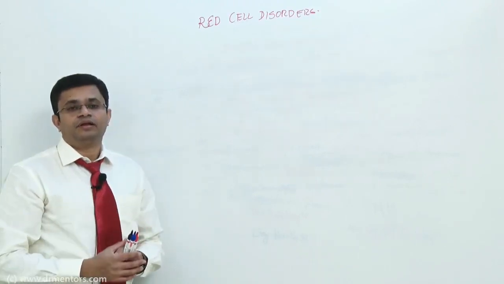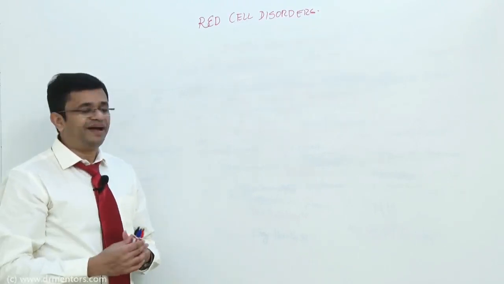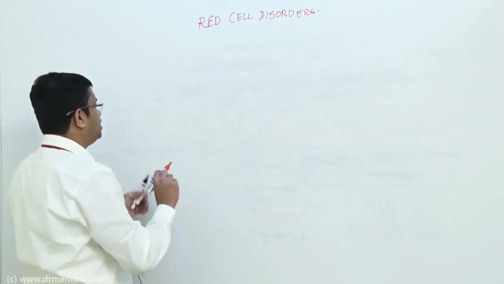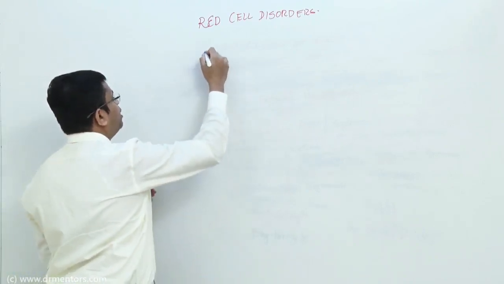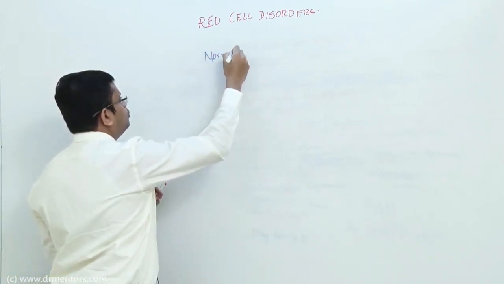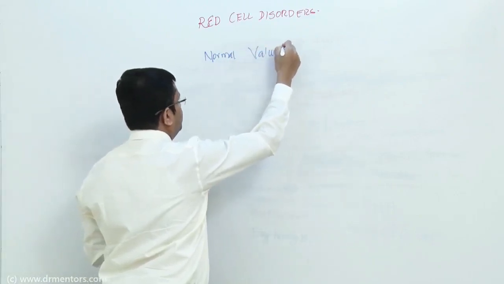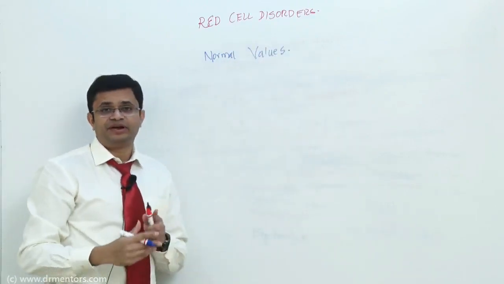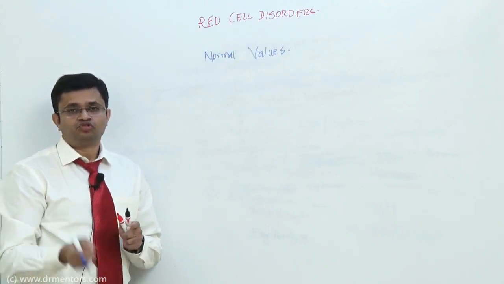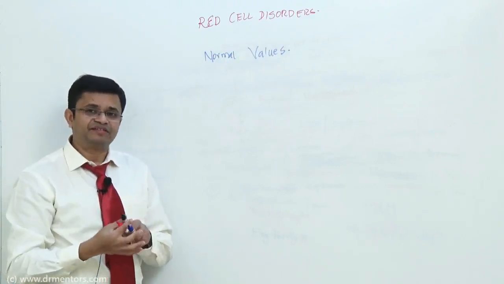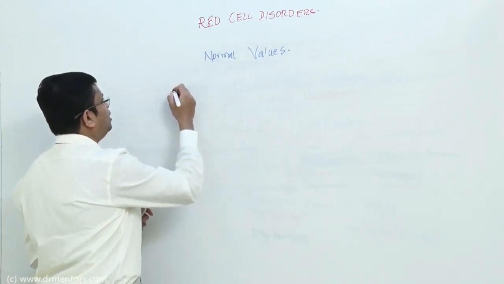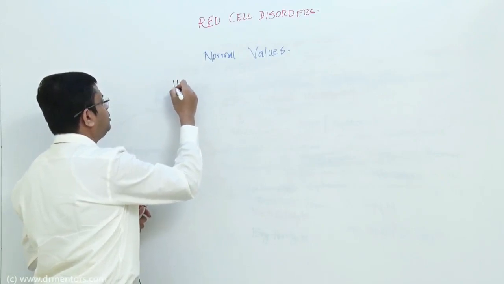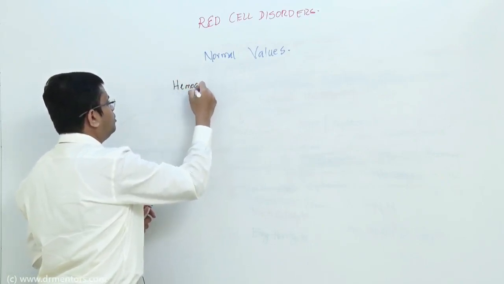Okay. Now we will focus on the normal values you should know for exams. This is something which I want you to learn by heart. There is no other way. We should know the normal values before we start interpreting any hematological cases. So I will run down very quickly some of the very important normal values. Say for example, your questions will be on hemoglobin values.